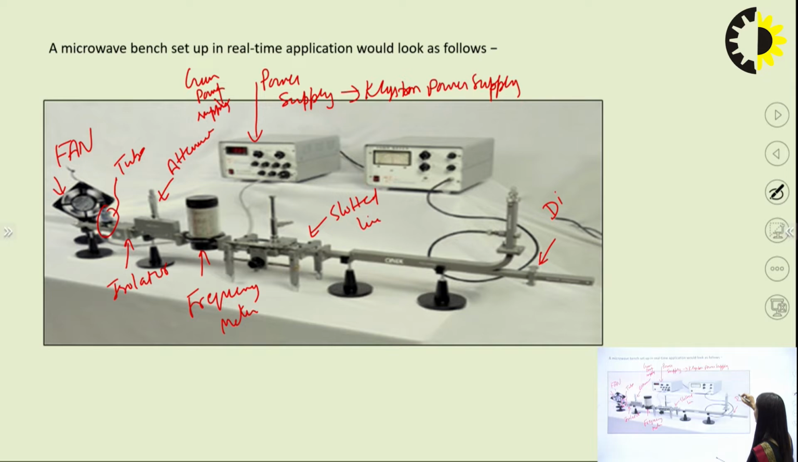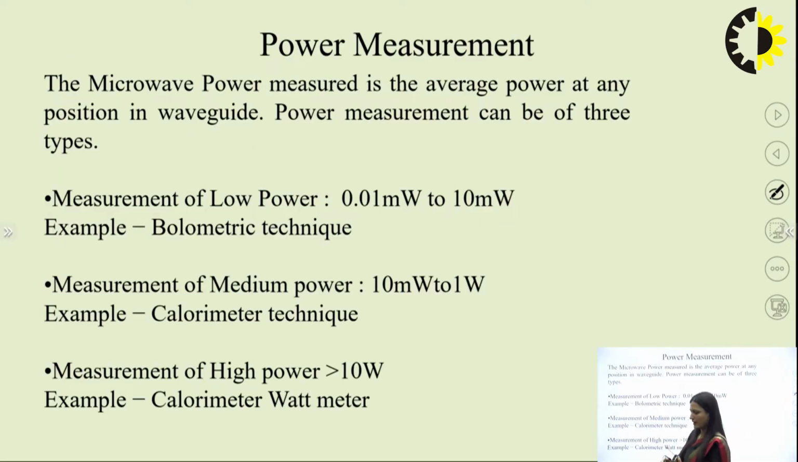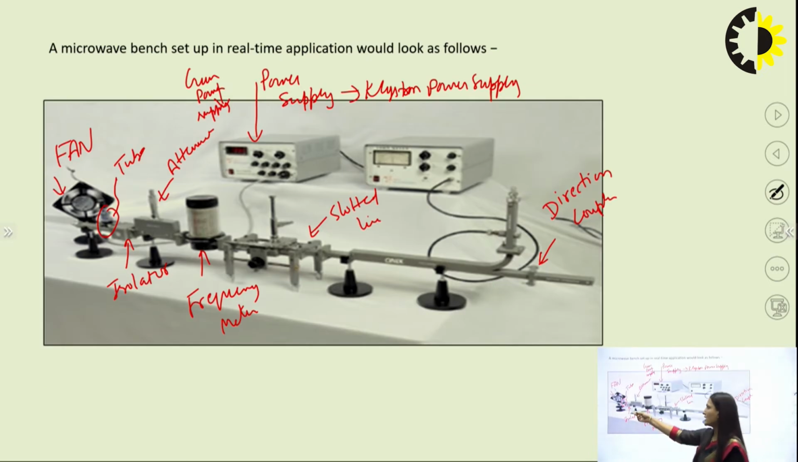This type of device is the directional coupler. Okay, so here we have connected one directional coupler, and we want to see the characteristics of this directional coupler at microwave frequency. So here the microwave signal is generated, and this microwave signal passes through the isolator, attenuator, frequency meter, slotted section to the directional coupler.